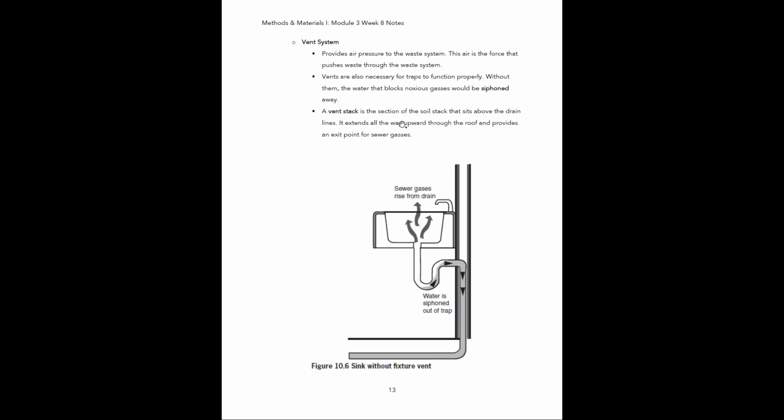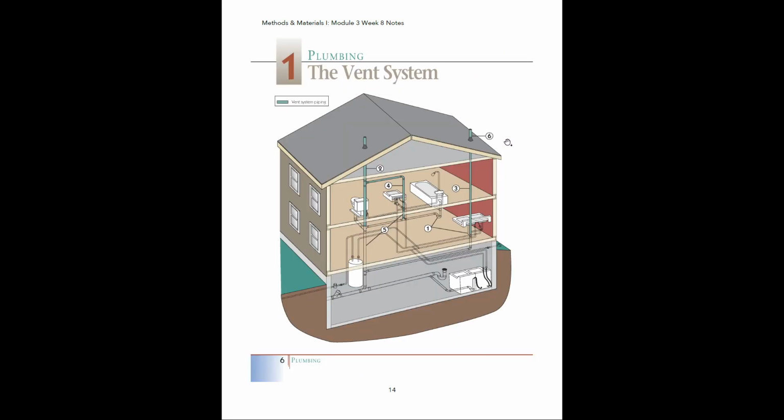All right, a vent stack is the section of soil stack that sits above the drain lines. It extends all the way upward through the roof and provides an exit point for sewer gases. Okay, so I explained that a couple slides ago. Here's the vent system in the entire context of the building. As you can see, the vents are anything above these drain lines. Here we have our drain line going to the toilet and a drain line going off to the sink and to the tub here, and everything vertical above that acts as a vent.